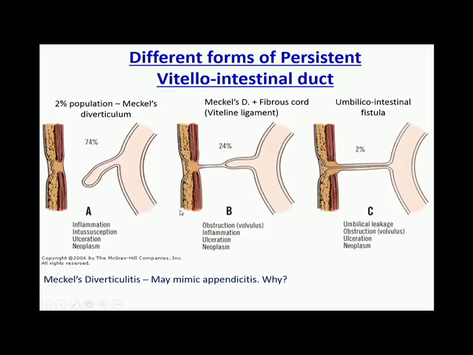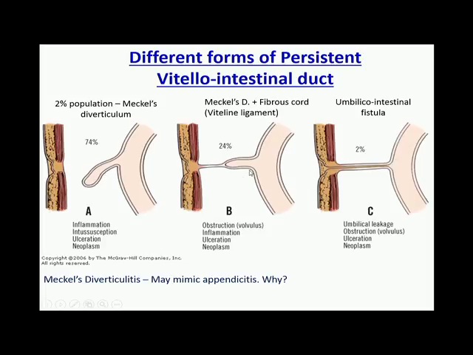I think we have done this as well last semester. So the vitellointestinal duct can persist in different ways, like a small diverticulum with a fibrous band connected to the umbilicus, or only a fibrous band. There are different types. Now this is the commonest variety, like in that patient, Meckel's diverticulum.